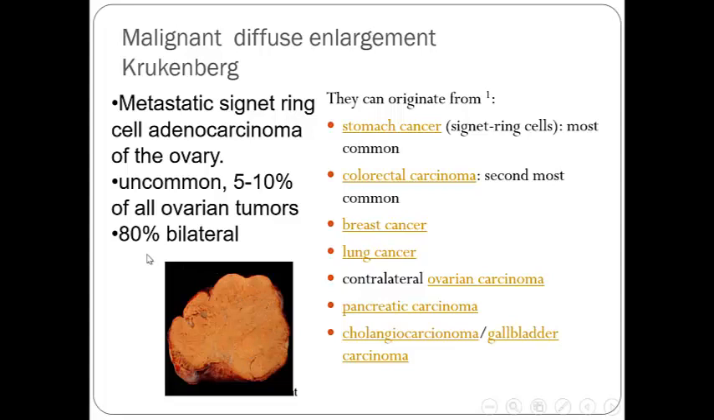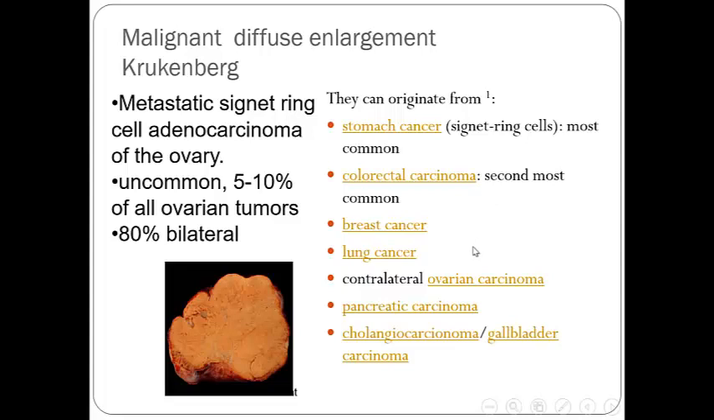In 80% it is bilateral. But if it is unilateral, it does not exclude Krukenberg. So in 80% it is bilateral, but in 20% it could be unilateral. They can originate from stomach cancer, signet ring cells, most common. Colorectal cancer is the second most common.